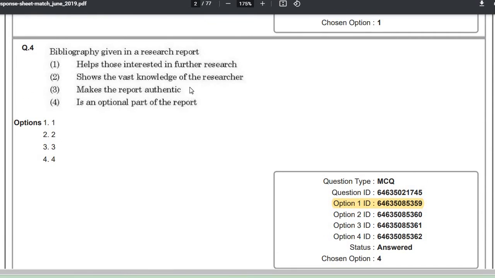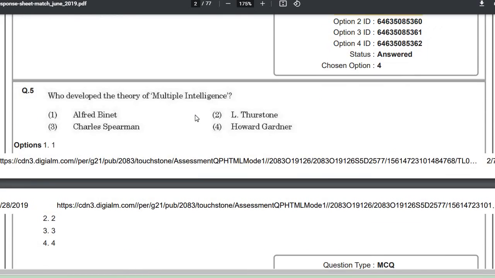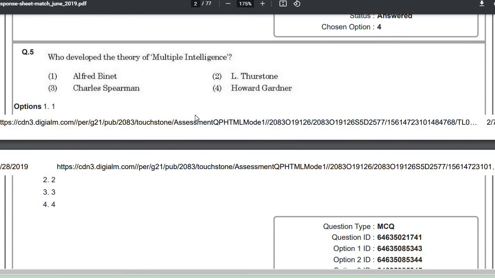The remaining are all irrelevant. Shows the vast knowledge of the researcher: the bibliography won't show this. Make the report authentic: it's not the correct answer. Is an optional part of the report: it is also not the correct answer. And question number 5: who developed the theory of multiple intelligence?